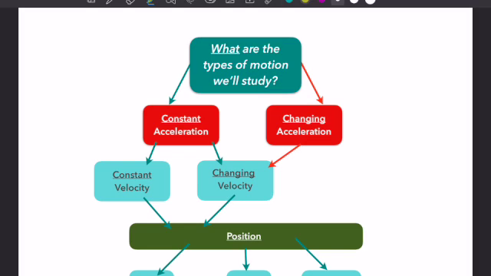Ultimately, the fundamental quantities that we can measure are position and time. And by measuring position and time, we can determine whether the velocity is constant or the velocity is changing. And that, of course, can then inform what's going on with acceleration. But it all begins with position. We are, in this lesson, going to focus on constant velocity. That's our focus for today.